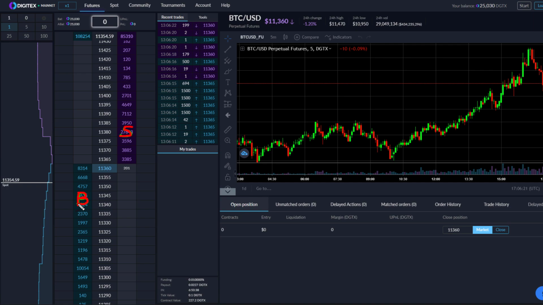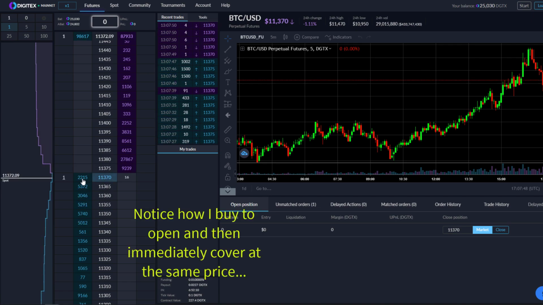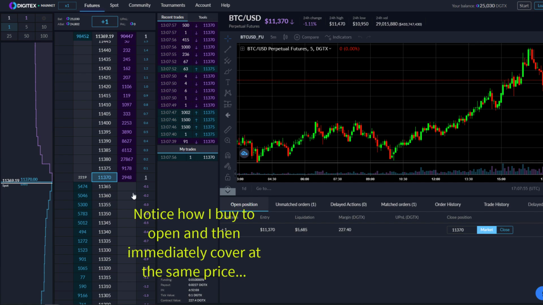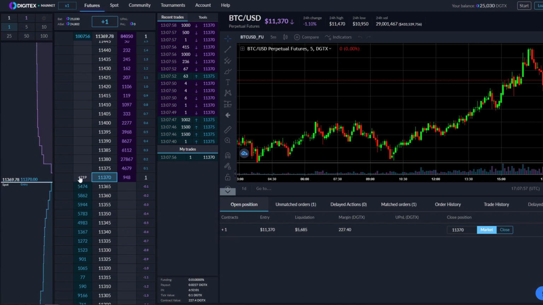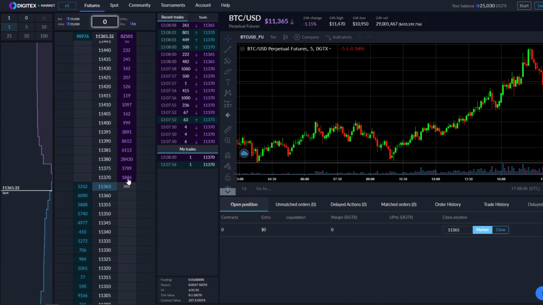So remember, futures trading is bidirectional. You can either go buy long and sell higher, or you can sell short and buy lower. Now, the great thing about the Digitex Futures Exchange is if I want to get filled at a price right here, I can sell it back out at the same price without incurring a commission. So I can get filled at 11,370 long, and I can sell it right back out at 11,370 with a sell order.